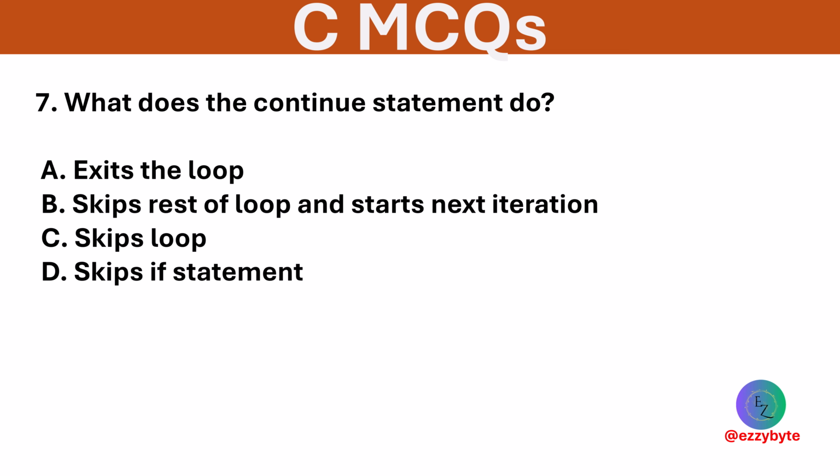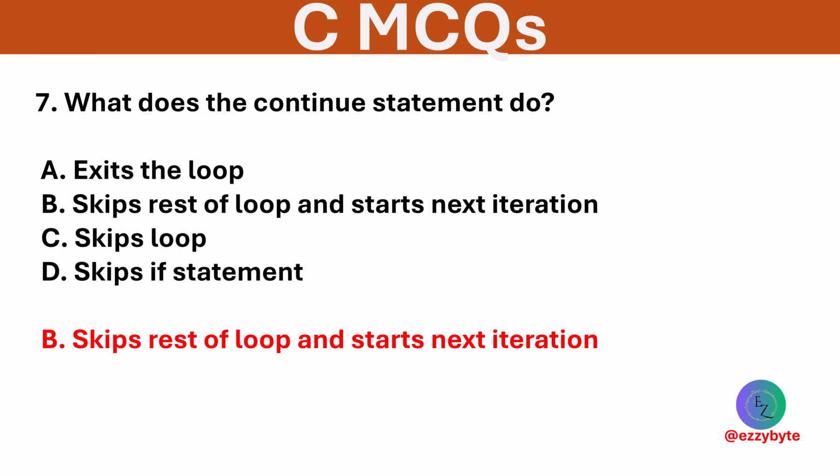What does the continue statement do? Options are exits the loop, skips the rest of the loop and starts the next iteration, skips loop, and skips if statement. Option B is correct. Continue skips the current iteration and jumps to the next.